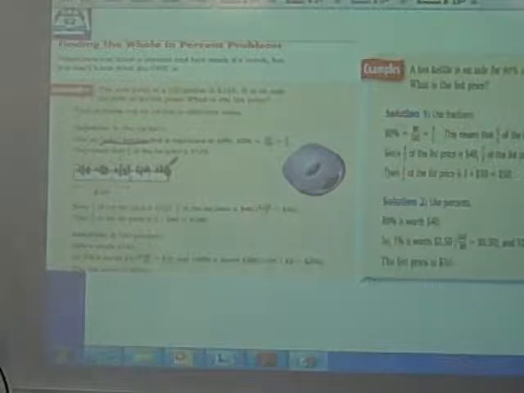So another example of how to do percents. Be sure to change those into fractions right away.